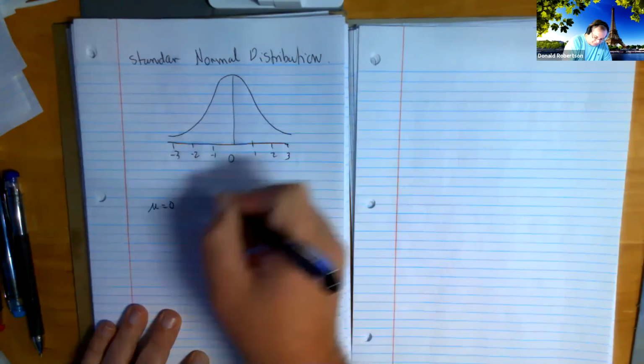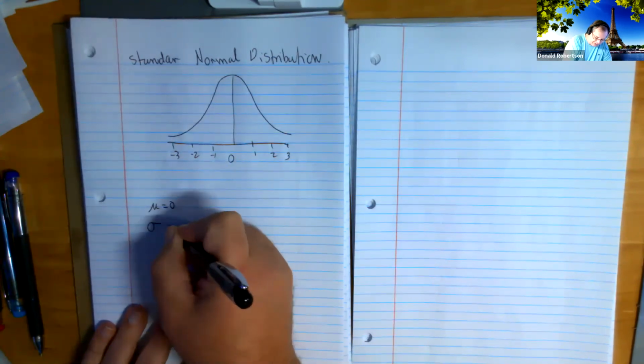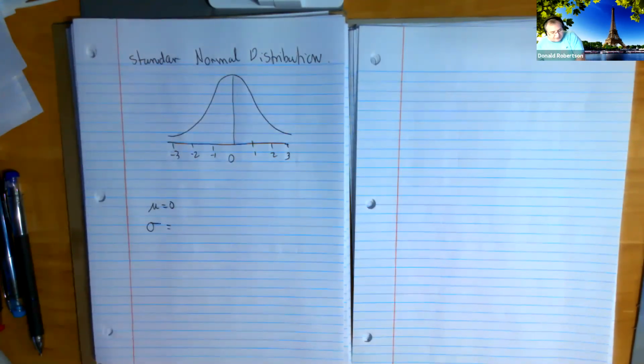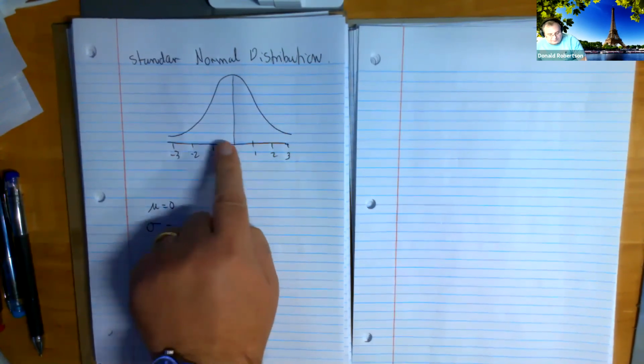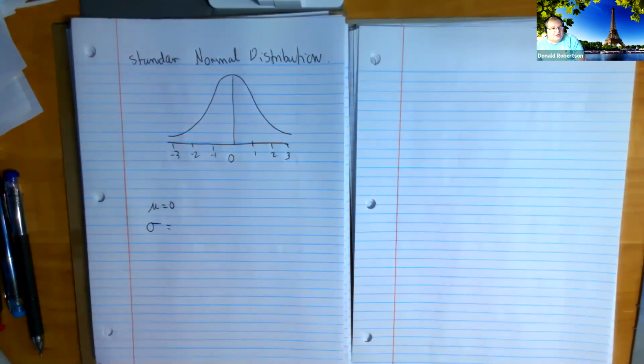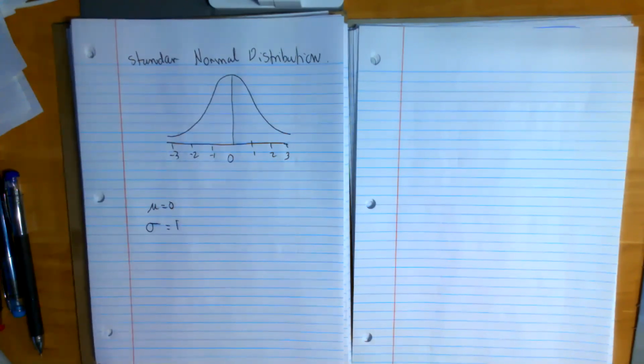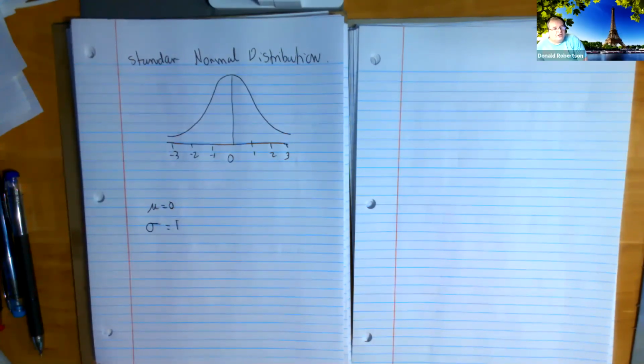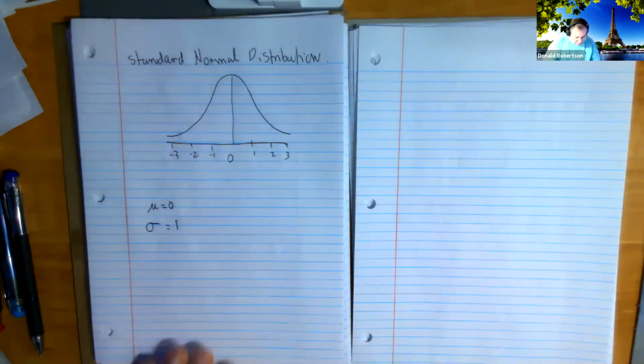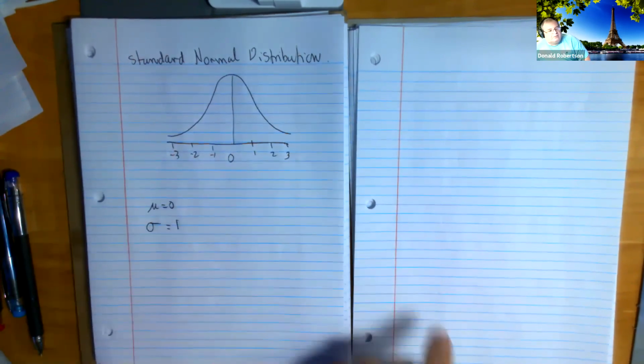Just based on the numbers I've written at the bottom there, what's the standard deviation of the standard normal distribution? What's the standard deviation? 1. So the standard normal distribution is a particular, very special situation. It's an example of a normal distribution, right? Just like IQs and so on, but it has a mean of 0 and a standard deviation of 1.